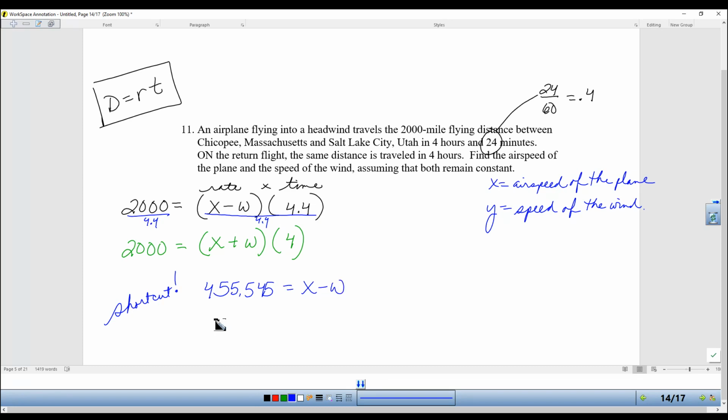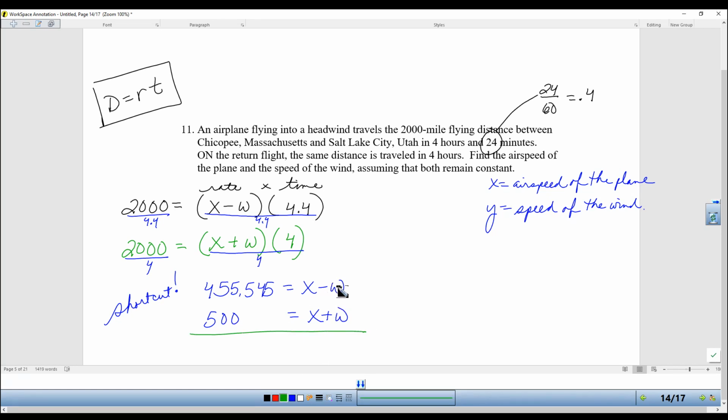And then this one's a little bit easier. 2,000 divided by 4 is exactly 500 is equal to x plus w. So again, divide both sides by 4. And why did I do that? Because now I can use the addition method, which we actually haven't used, I think, this entire time.